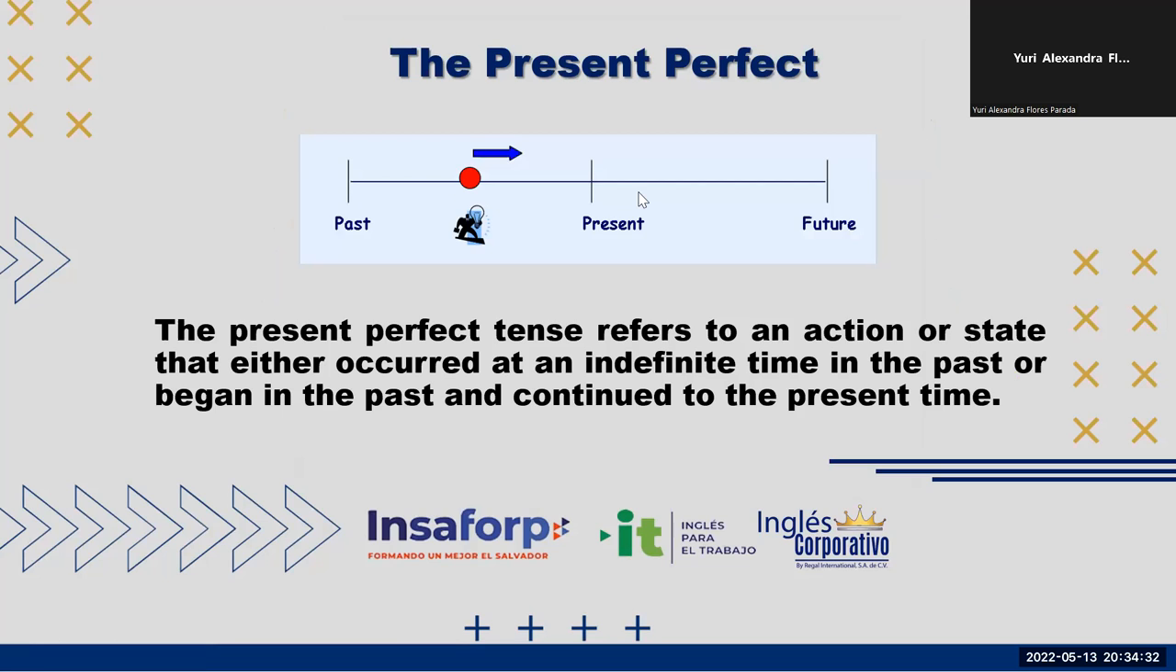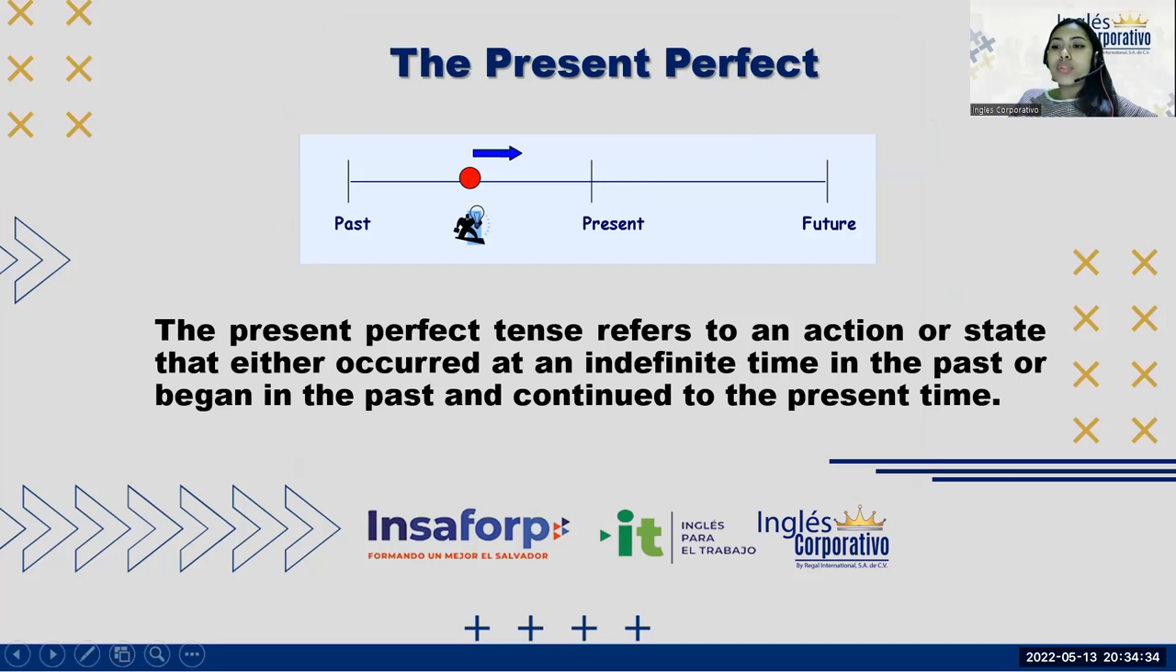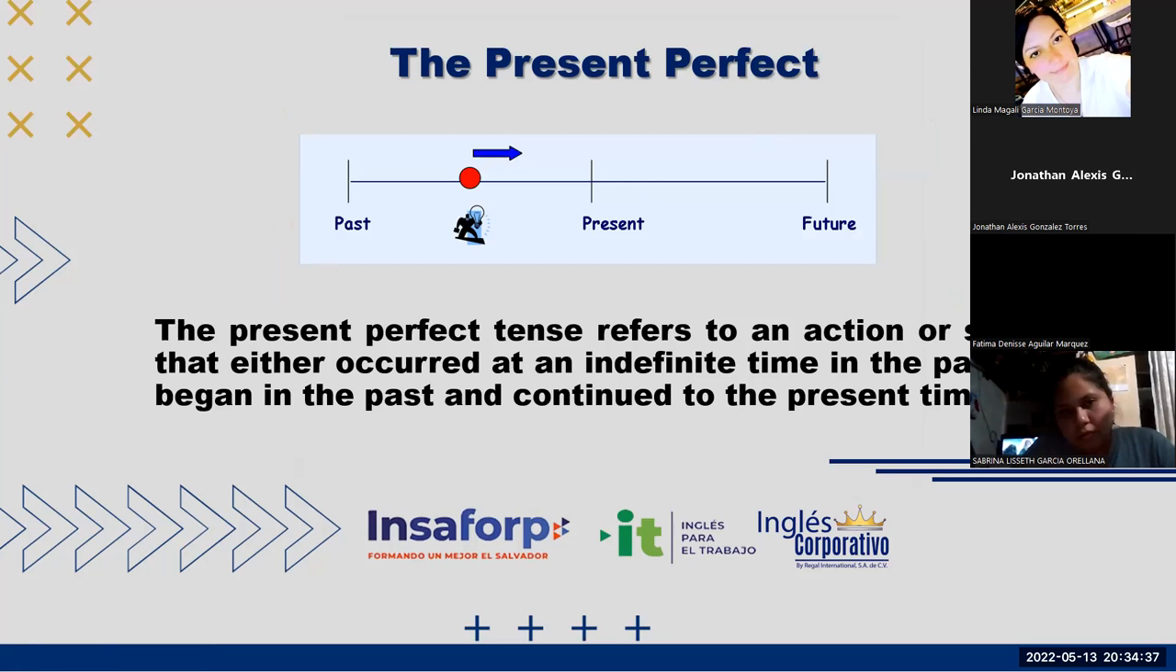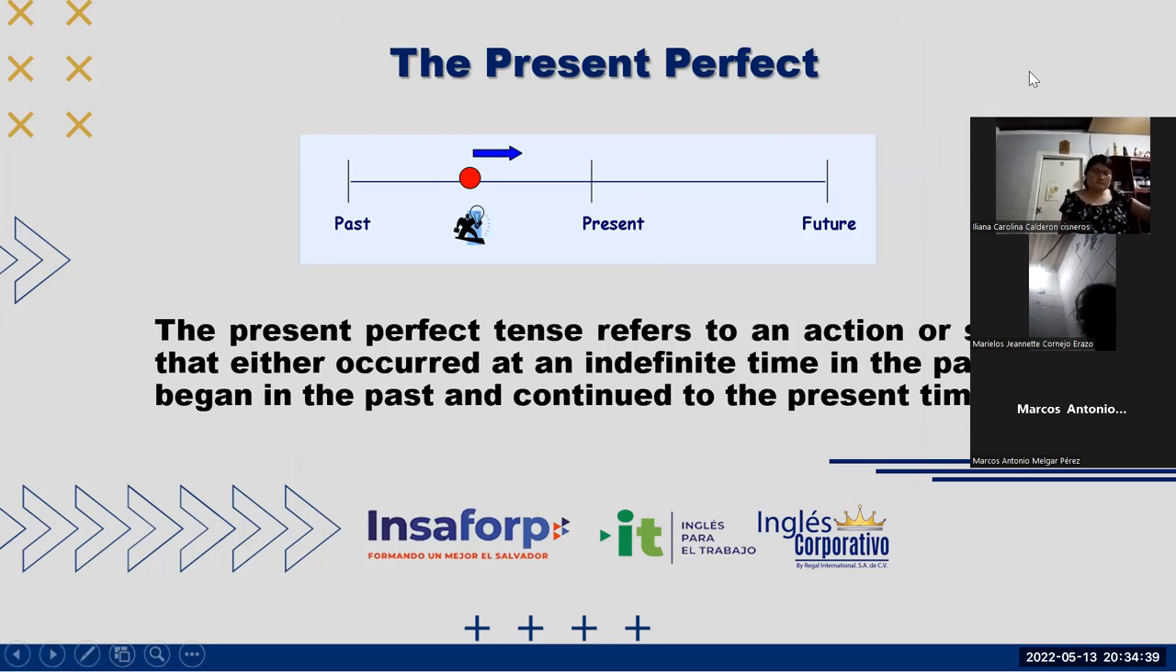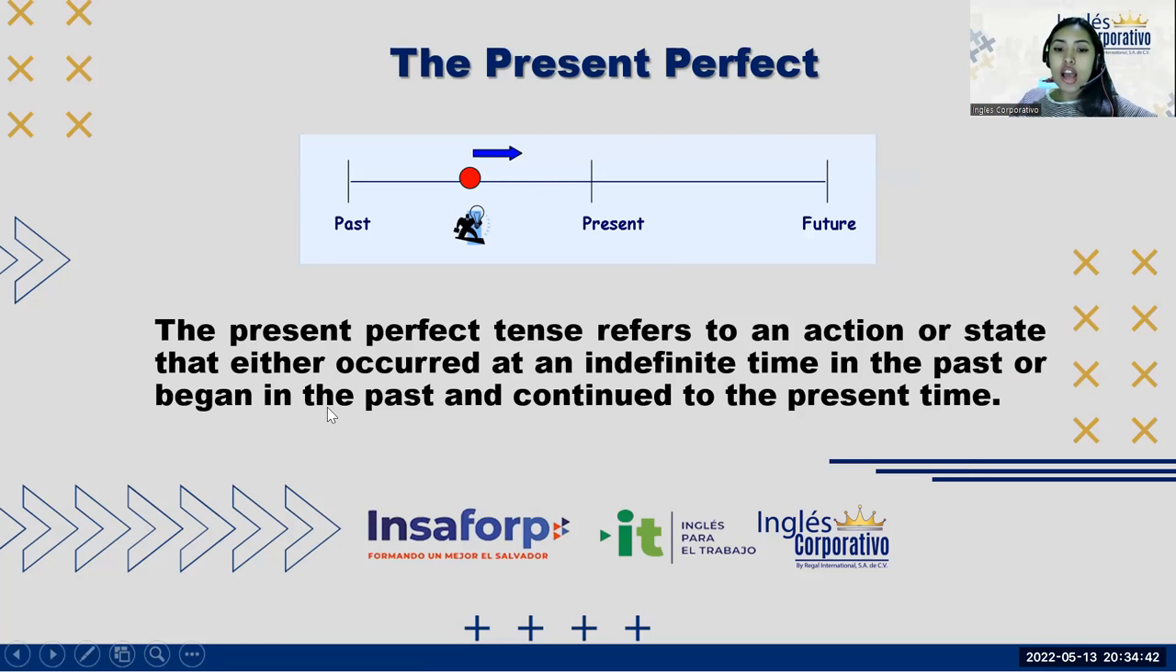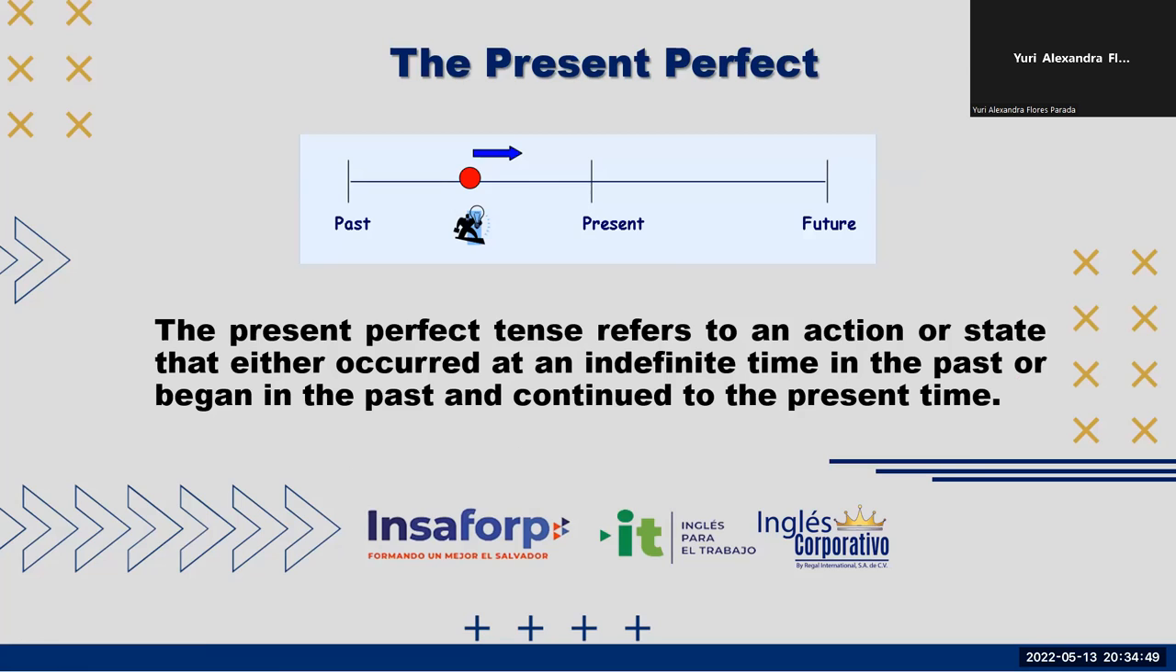So here, we have the present perfect. And I will ask, let's see, Fatima, could you please help me to read the definition of the present perfect that is in this slide? Okay, the present perfect tense refers to an action or a state that either occurred at an infinitive time in the past, or better, in the past and continue to the present time.